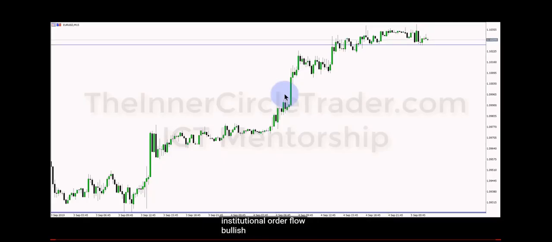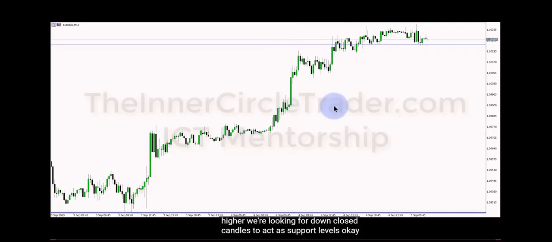So what is institutional order flow? Bullish. Down close candle, is it finding support? Yes. Rallies. Down close candle, is it finding support? Yes. Does it rally? Yes. So as we're looking for price to go higher, we're looking for down close candles to act as support levels.